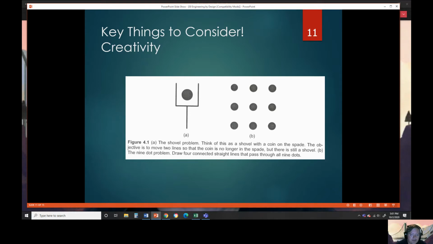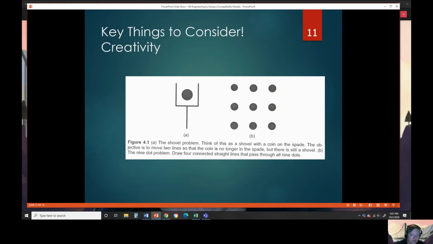The problem on the left is a shovel. Think of it as maybe a coin on a spade, or you can think of it as toothpicks for each of the lines, and there's a quarter. You need to move two of those lines such that you have a perfect shovel still, and the quarter, or the coin and the spade, is no longer in the shovel.